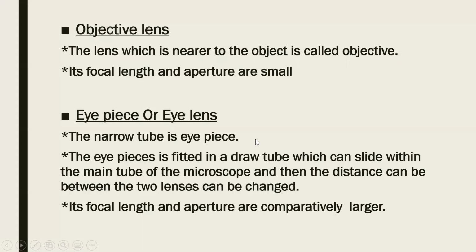In the figure, you can see the eyepiece is fitted in a draw tube which can slide within the main tube of the microscope, and then the distance between the two lenses can be changed. Its focal length and aperture are comparatively larger.